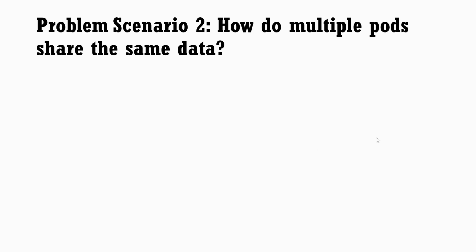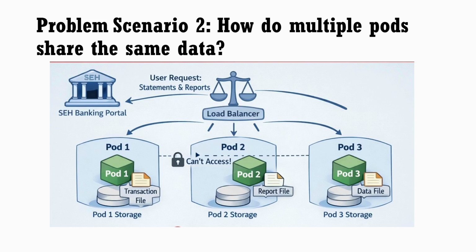How do multiple pods share the same data? When we run multiple replicas of an application in Kubernetes, each pod is independent. By default, data is stored inside the container. One pod cannot access another pod's files. So data is not shared across pods by default. Let's imagine SEH is a banking portal and they are running 3 replicas of a Spring Boot application. So we have pod 1, pod 2, pod 3. Now suppose a user requests monthly bank statements and transaction reports from the SEH portal.